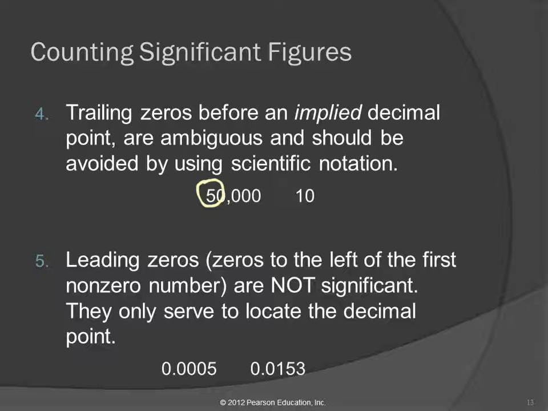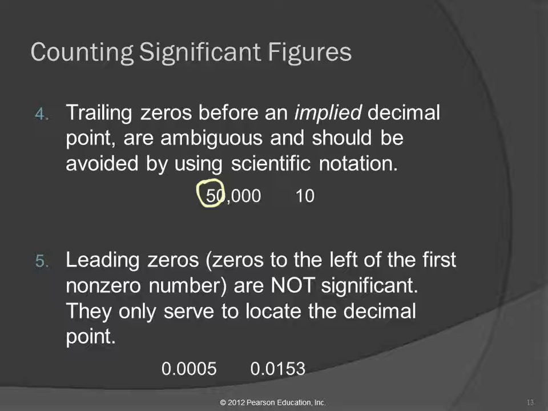We say the number 10. Oh, it's 10 feet long. Well, is that just kind of a guess? Do you mean between 11 and 12? Or is that between 0 and 20 feet? Do you mean it's exactly 10? It's ambiguous. So if there's no written decimal point, trailing zeros are not counted as significant digits. We avoid using these by using scientific notation.